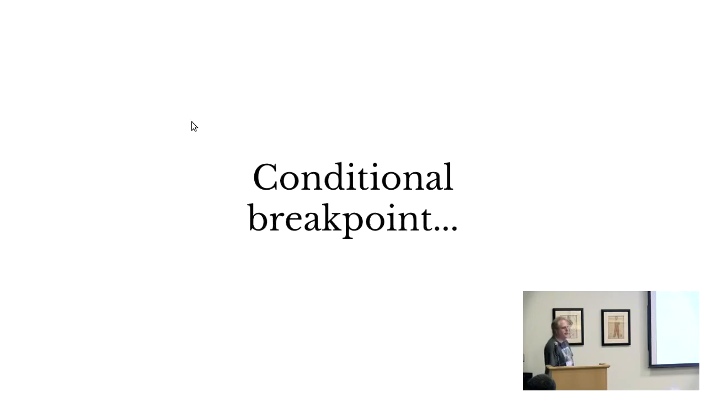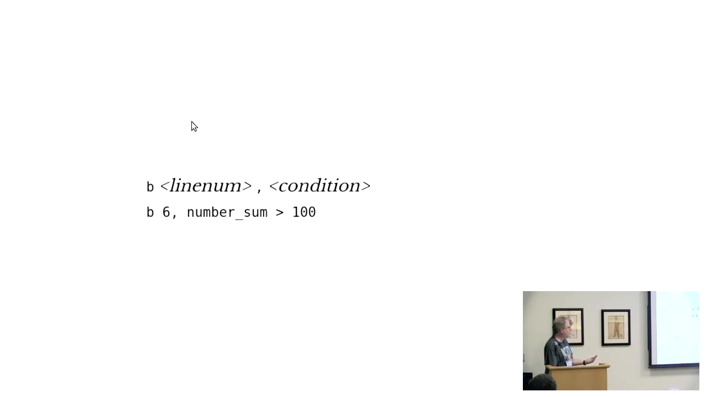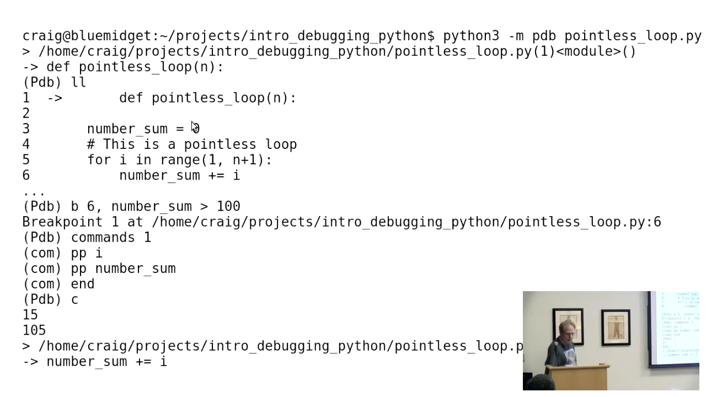One easy way to do that is the conditional breakpoint. So instead of running each of those iterations of the pointless loop, let's say that we wanted to know when the sum of number sum is greater than 100. That's a little more interesting than all the iterations to get up to that point. So what I can do at the top here, so you see the position, I'll say break at line 6 where the sum is added, and break at this point when it's greater than 100, okay?